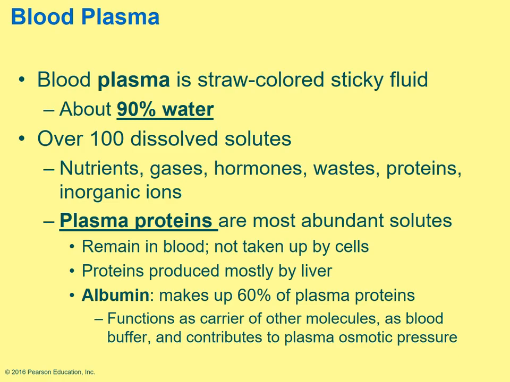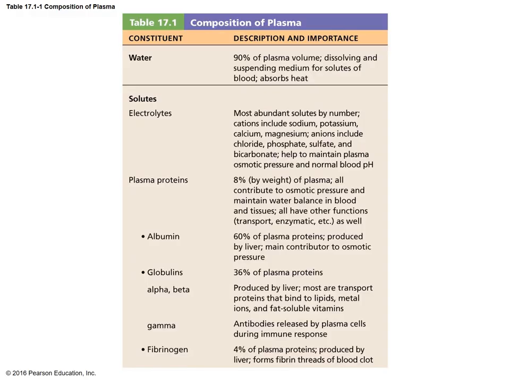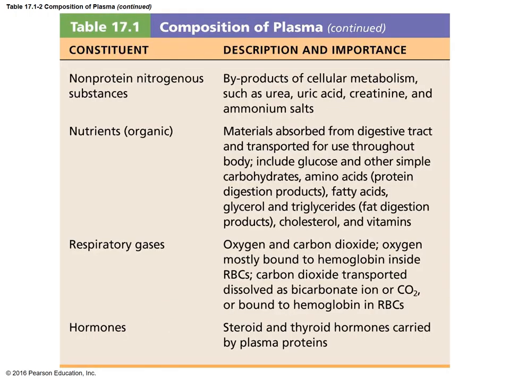Proteins are usually produced in the liver. Albumin is going to make up about 60% of the plasma proteins. It's going to help carry other molecules. It's going to play a role as a buffer, which is going to help keep that pH stable. So this table shows the composition of the plasma, what the components are, and what the importance or description of it is. And this is continued over here, continuing with the hormones and the gases.